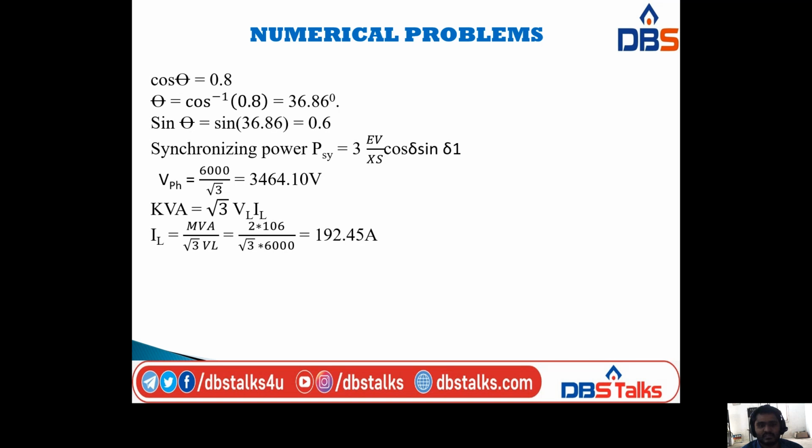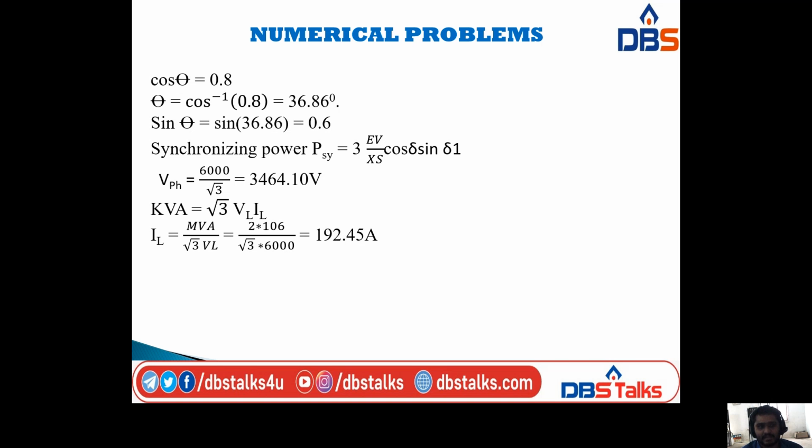Actually in the problem they have already given the line voltage, that is V line is equal to 6000 volts. Using that we have to convert this line voltage into phase voltage, that is V phase is equal to 6000 by root 3, which is equal to 3464.10 volts. In the problem they have already given the KVA rating.